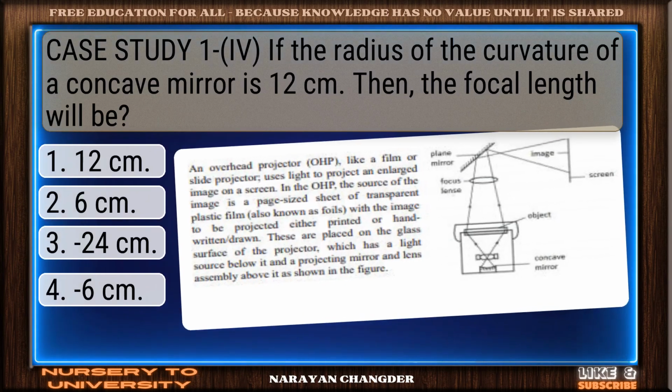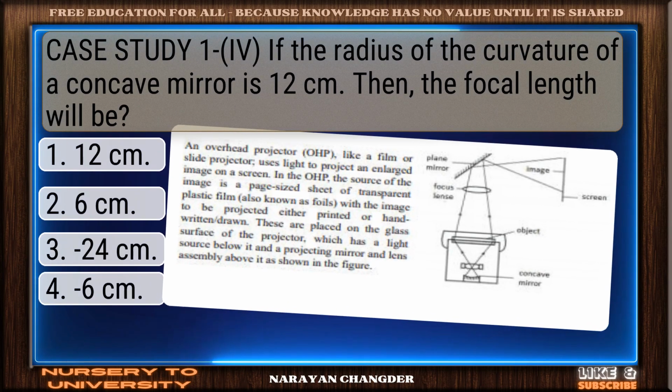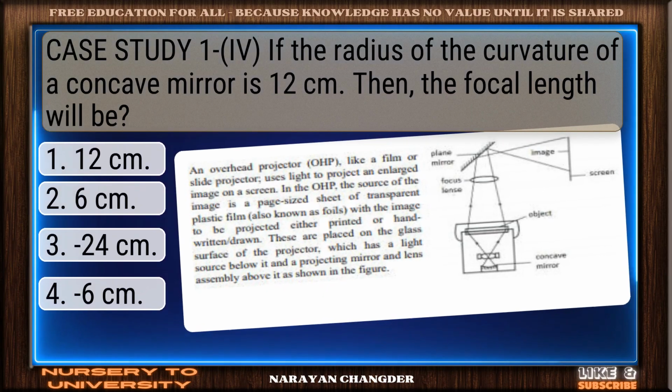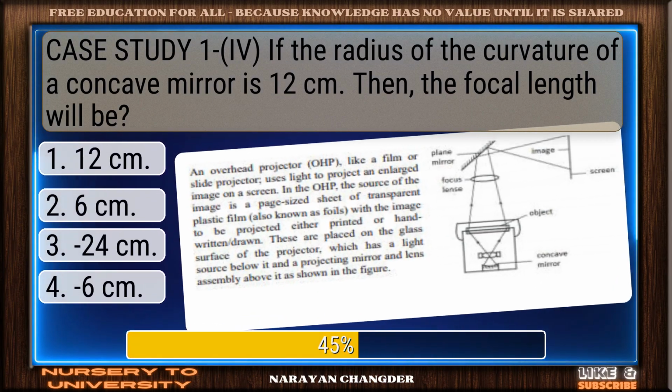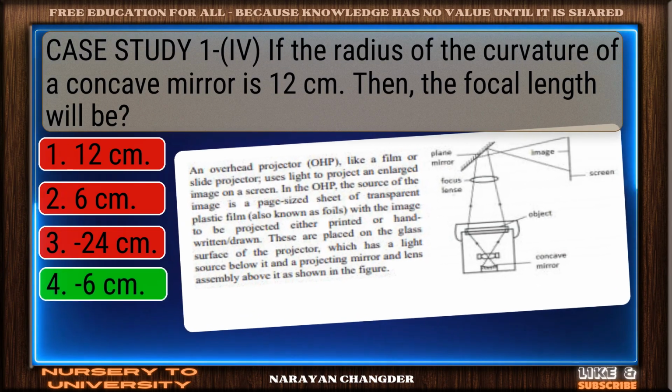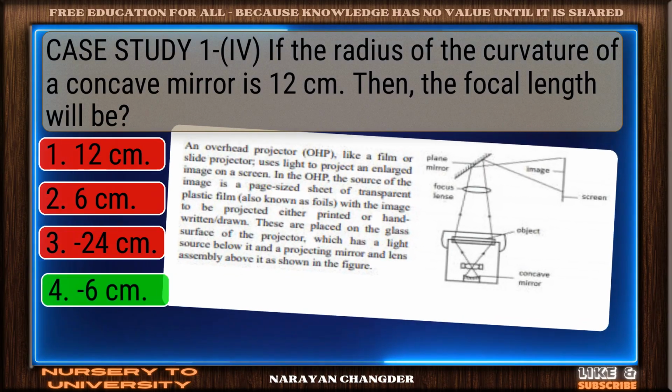Case study 1. If the radius of the curvature of a concave mirror is 12 cm, then the focal length will be... Sharp thinking. 6 cm is the right choice.